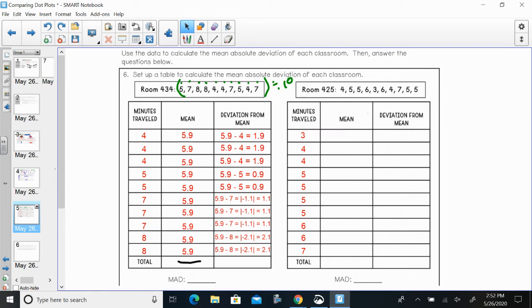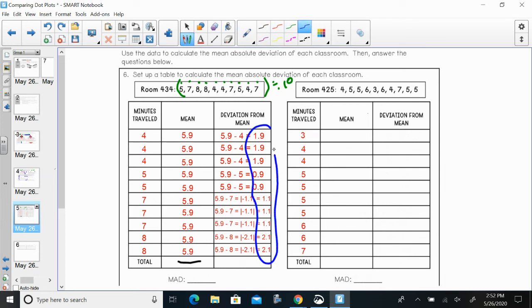Okay. What we're going to do here is we're going to add up all of our deviations. So all of the positive differences. When you do that, you get 15. But we're going to divide that by how many we have. So 15 divided by 10 is 1.5. So the mean absolute deviation of room 434 is 1.5.